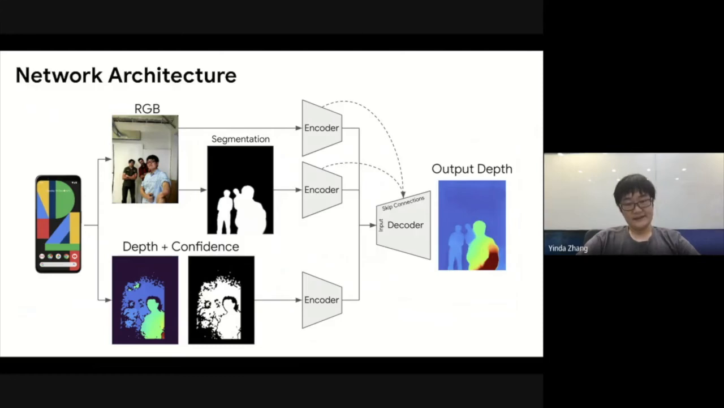We have several encoders to extract features from different sources of input, and then the features are concatenated and fed into the decoder. Some high resolution features are skip connected to the decoder as well to maintain the high resolution features. And then the decoder directly gives us the output depth.